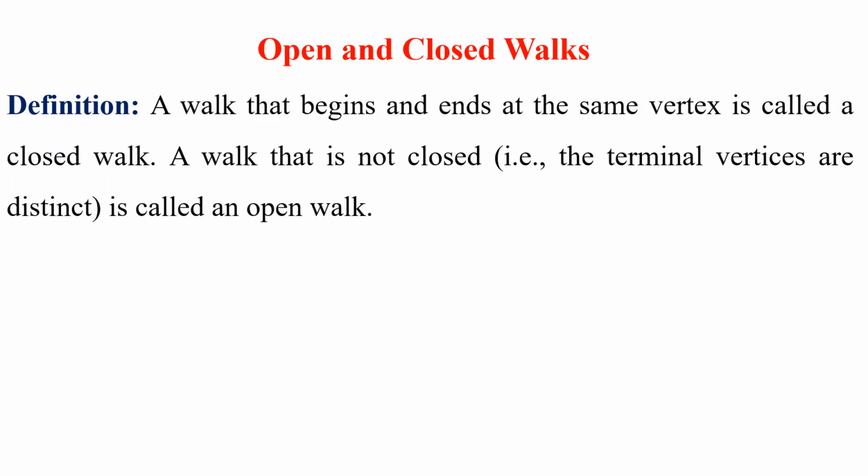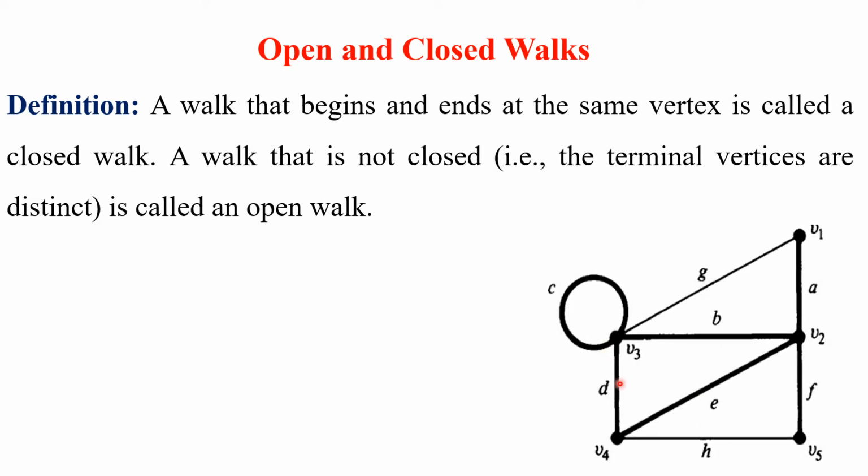Open and closed walks. Definition. A walk that begins and ends at the same vertex is called a closed walk. A walk that is not closed, that means the terminal vertices are distinct, is called an open walk.